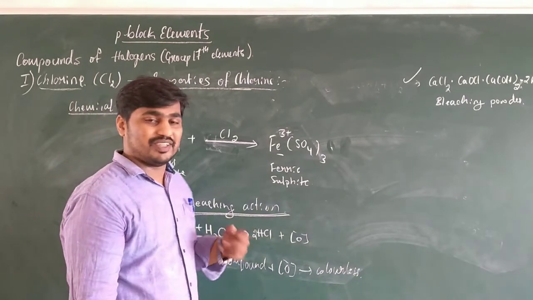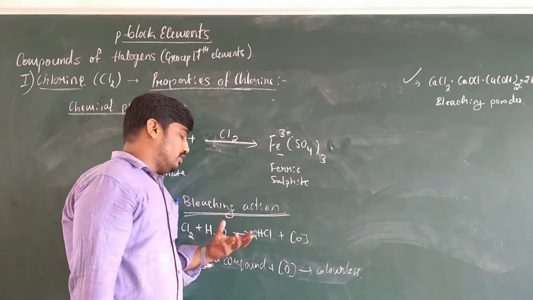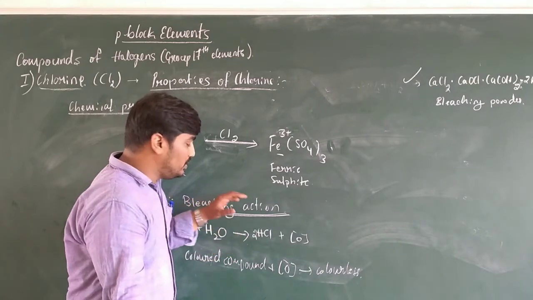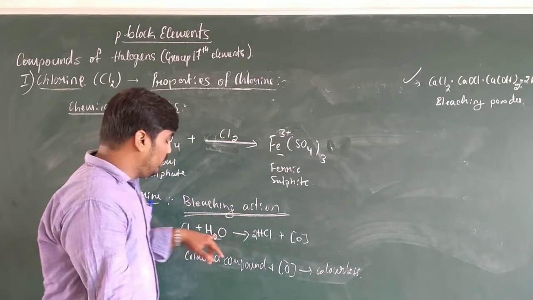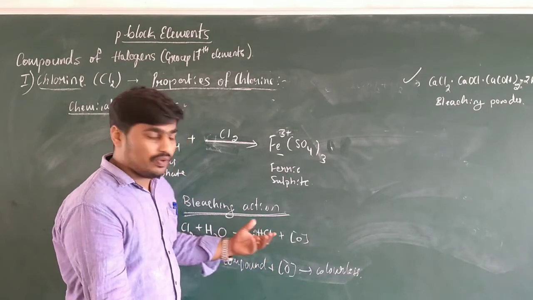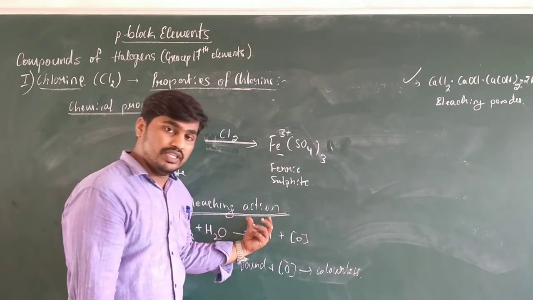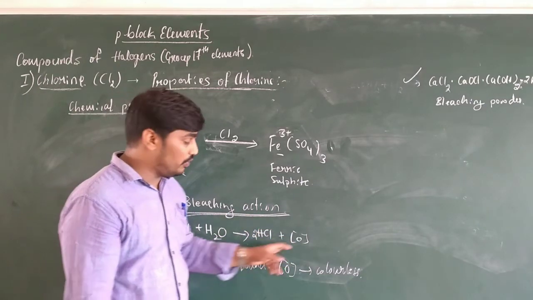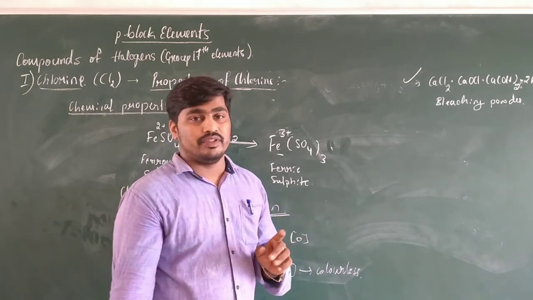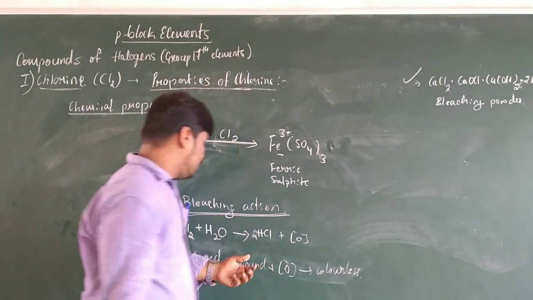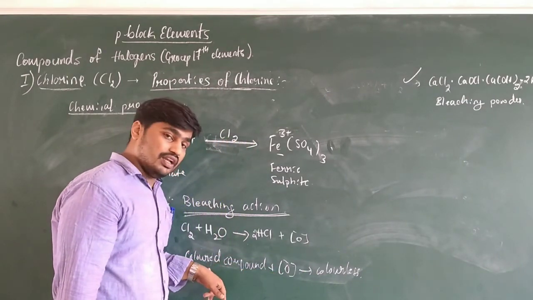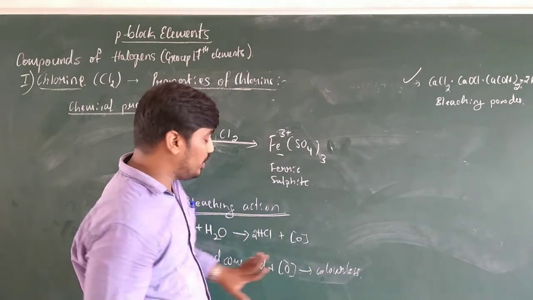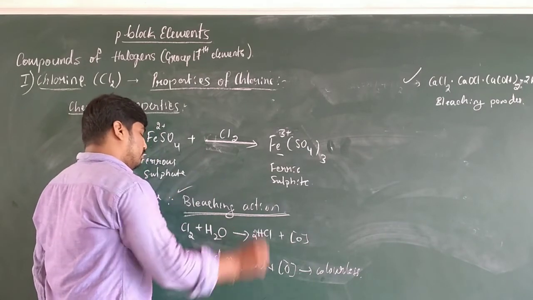There may be a possibility of a question here also: give the justification for the bleaching action of chlorine. Chlorine shows bleaching action whenever it is made to react with water, or in aqueous chlorine, because it gives nascent oxygen. That nascent oxygen oxidizes the colored component to colorless. The nascent oxygen reacts with the colored compound and oxidizes it into colorless. So this is a very important part.